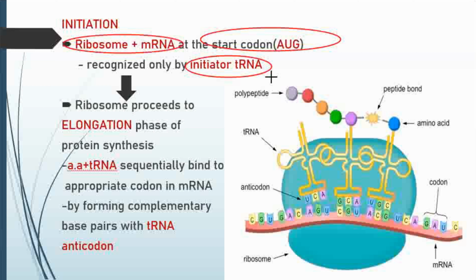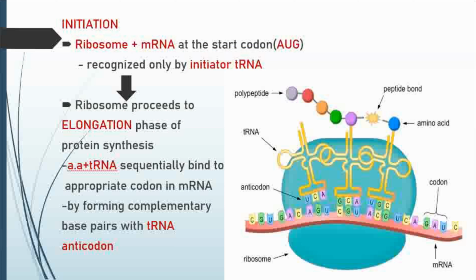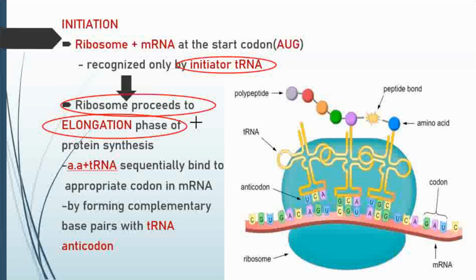In prokaryotes, the initiator tRNA carries N-formyl methionine. But in eukaryotes, the initiator tRNA contains methionine. This special type of tRNA is what recognizes it, and it helps in this binding. It is recognized only by this initiator tRNA. Then the ribosome proceeds to the elongation phase.